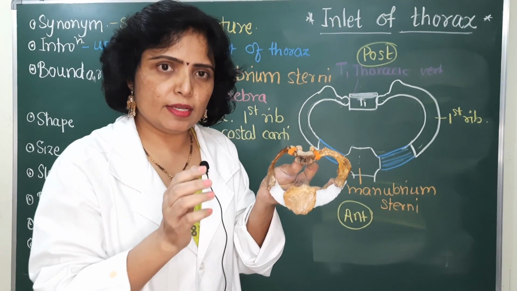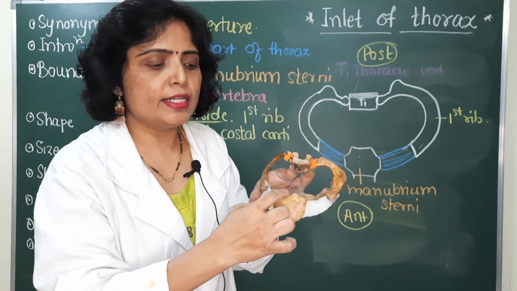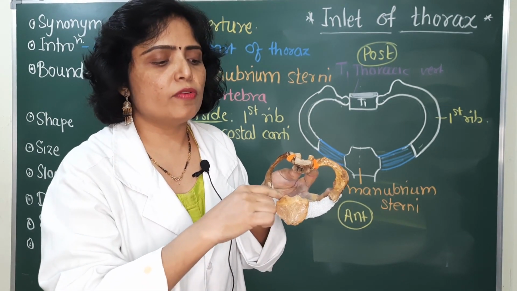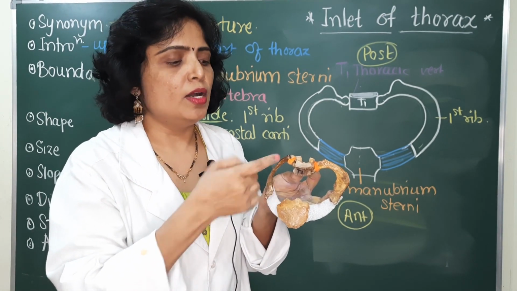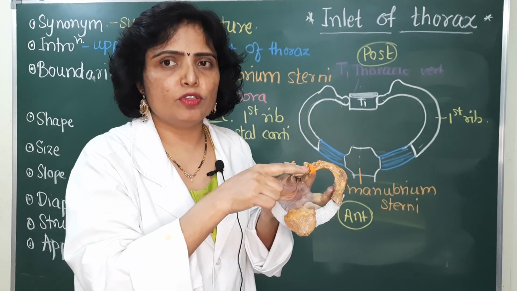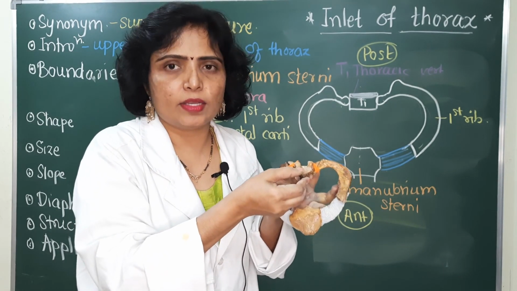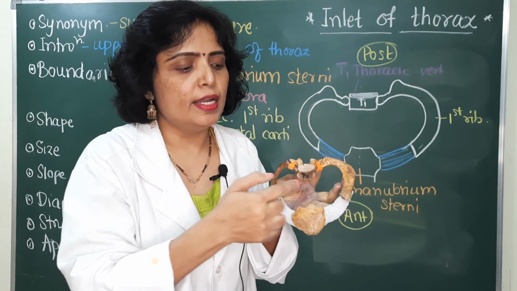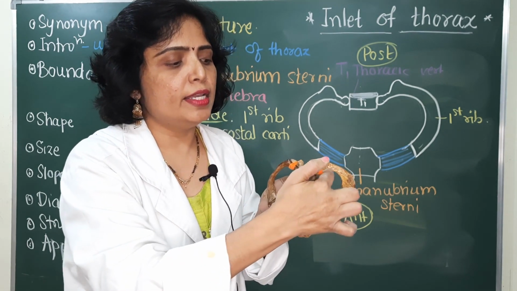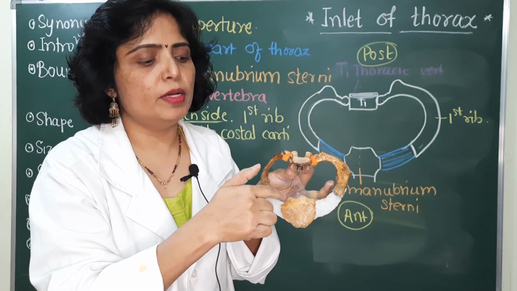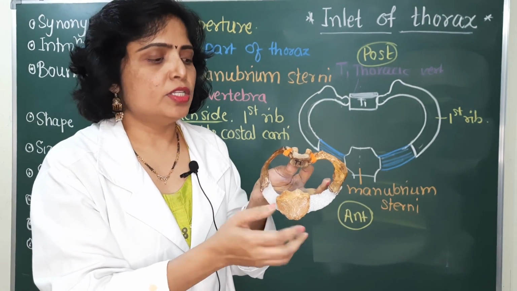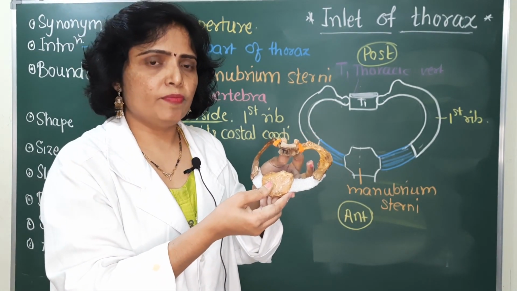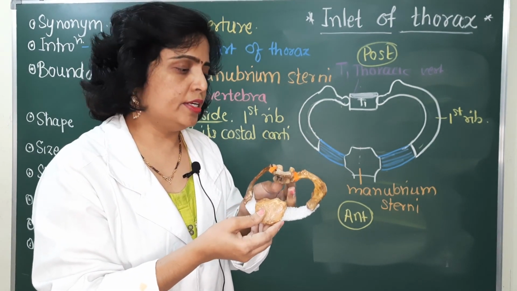If you see the boundaries, anteriorly it is bounded by the upper border of the manubrium sterni. Posteriorly it is bounded by the superior surface of the first thoracic vertebra, and on either side it is bounded by the inner border of the first rib with its costal cartilage. So that is about the boundaries of the inlet of the thorax.